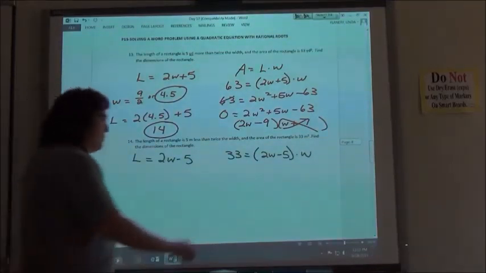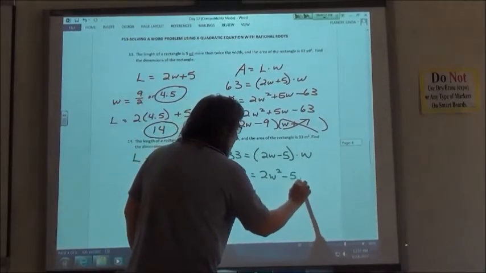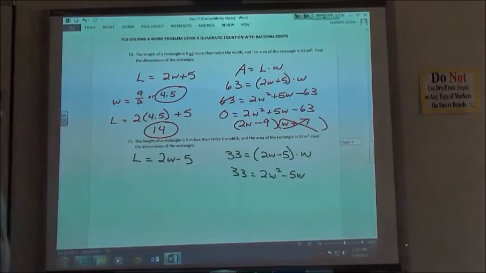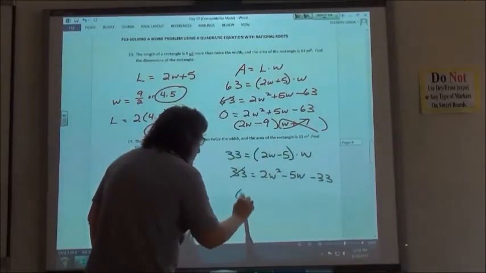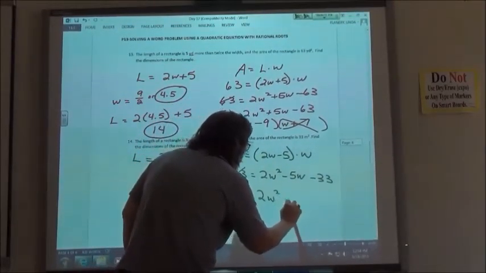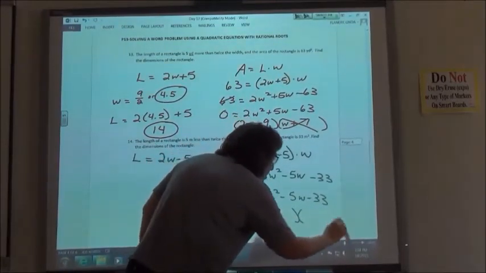Using my distributive property, 33 equals 2W squared minus 5W. And then since I have that quadratic expression, I'm going to set it equal to 0, so I'm going to minus my 33. So 0 equals 2W squared minus 5W minus 33. And then we get to try to factor that.